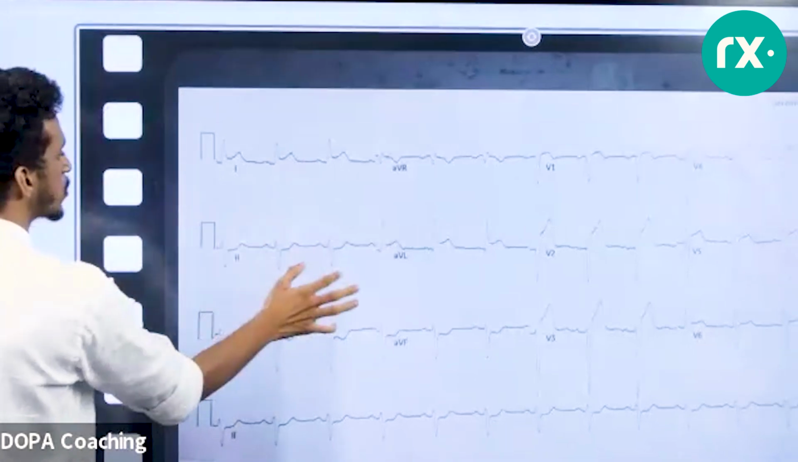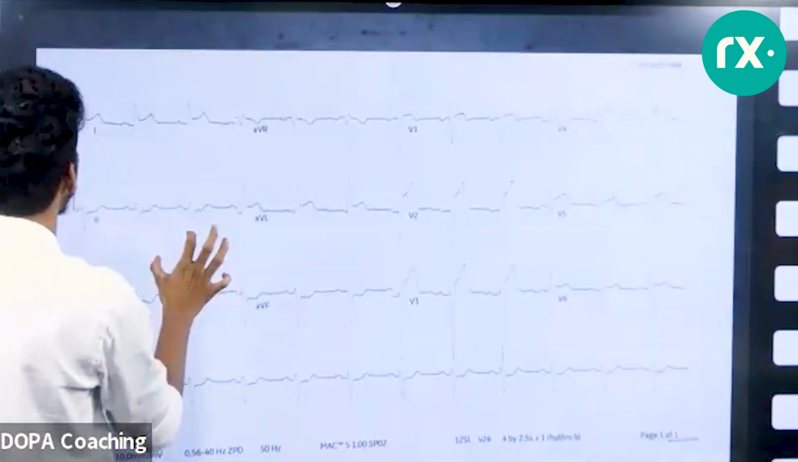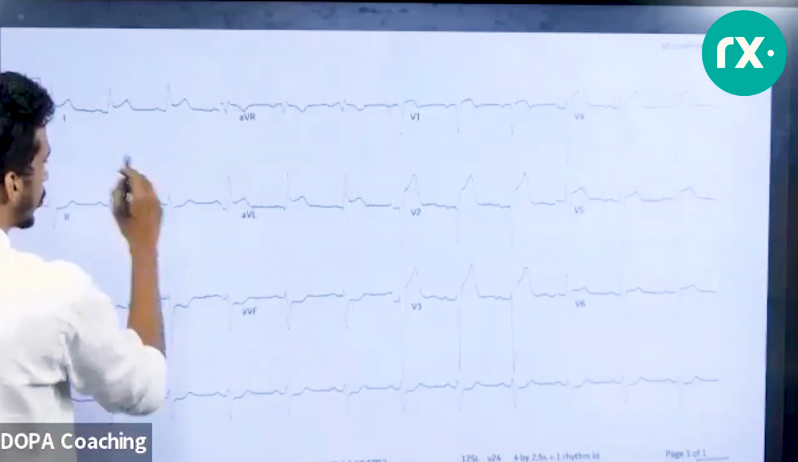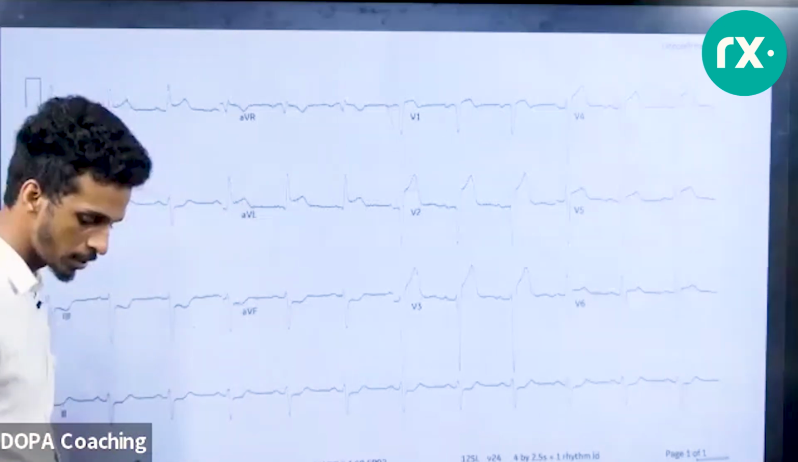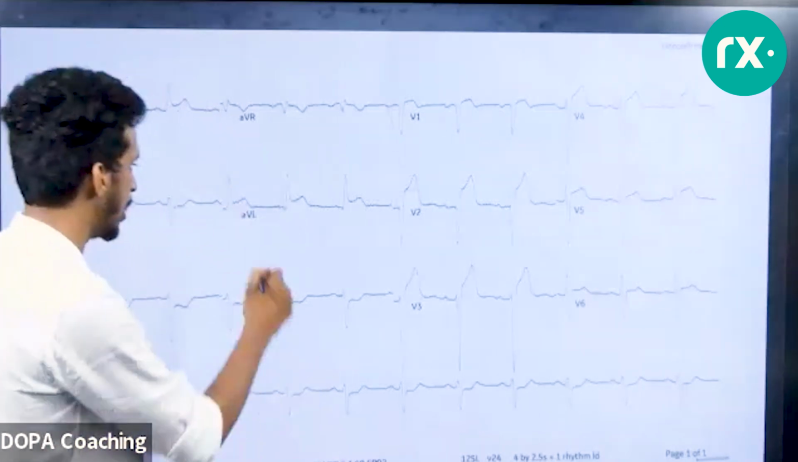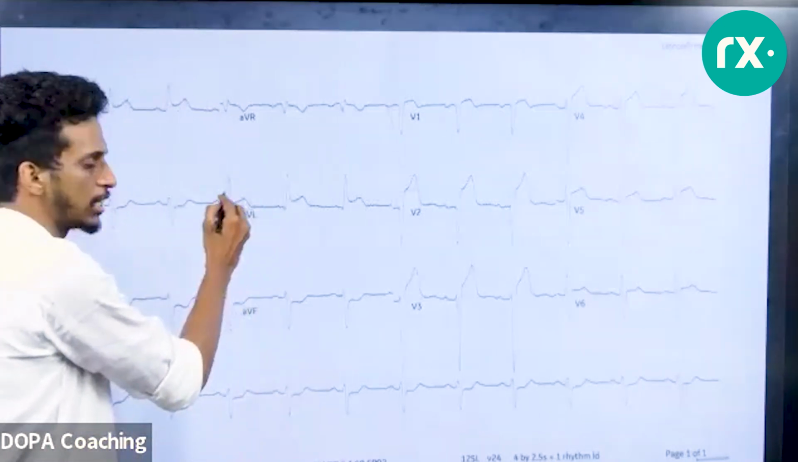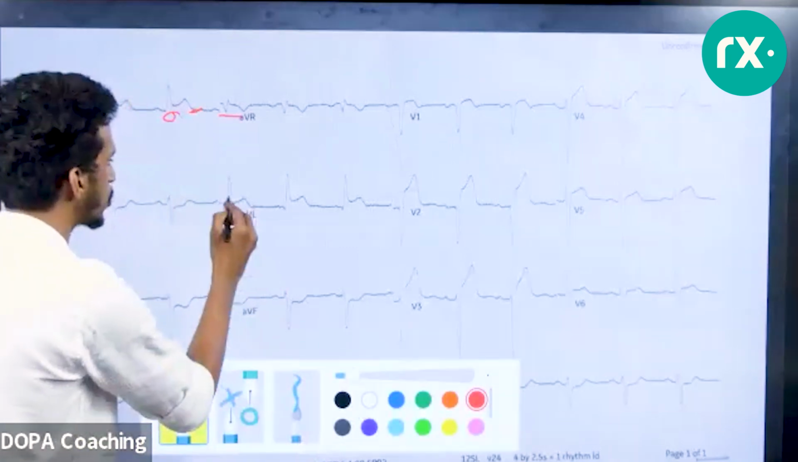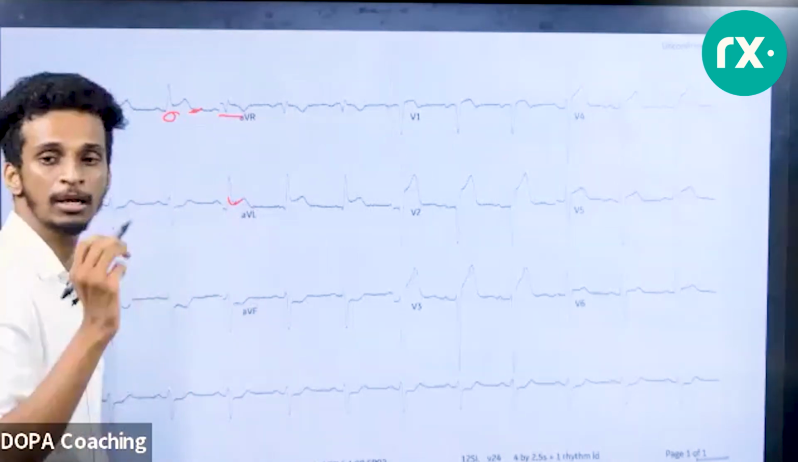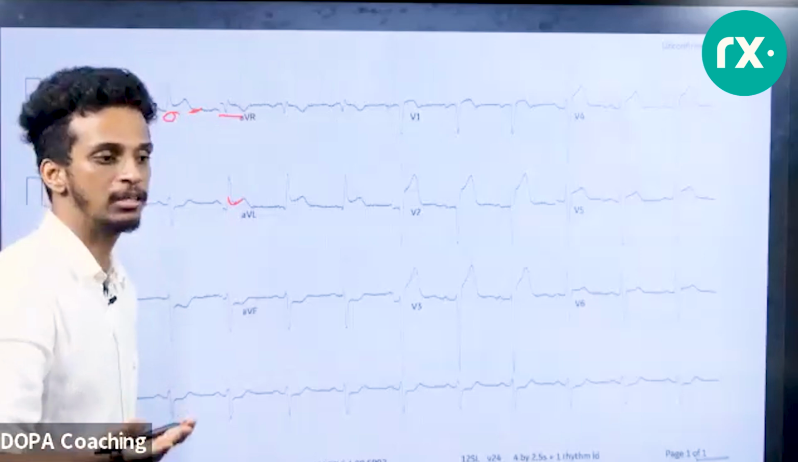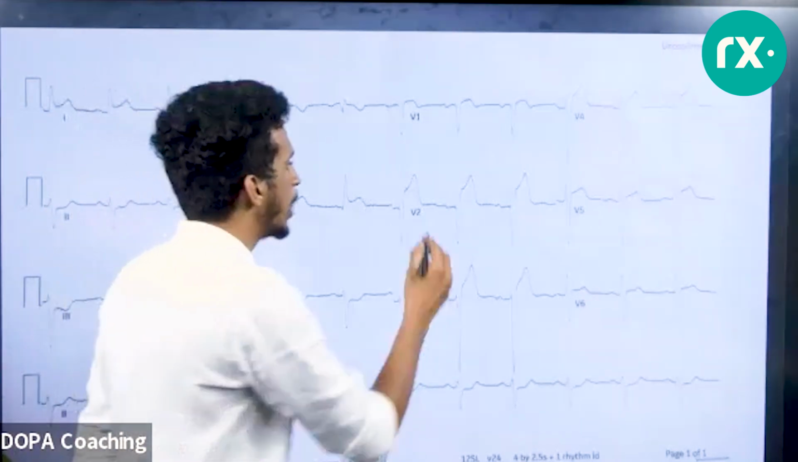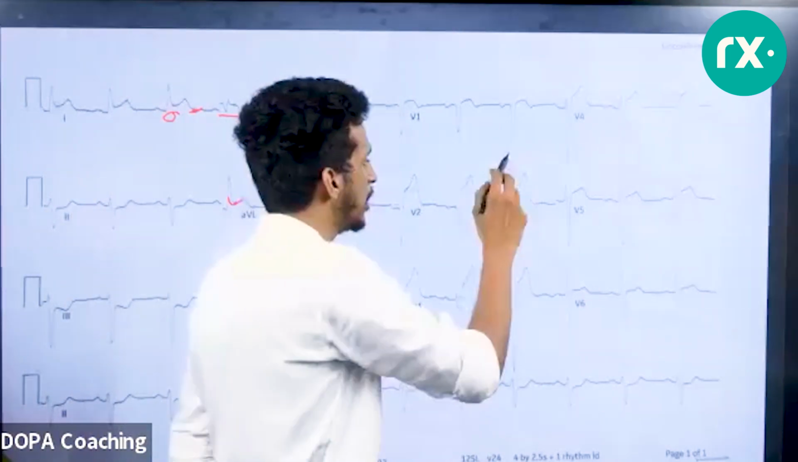So lead 1 has ST elevation. Whenever I see ST elevation in lead 1, I'm next going to look at lead AVL. Is it clear? Here lead AVL again has ST elevation, because the ST segment is at a higher level than that of the TP segment. Now, what am I going to look at? I'm going to look at lead V5.